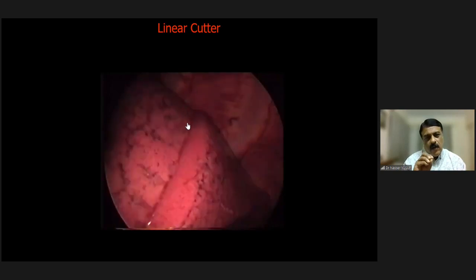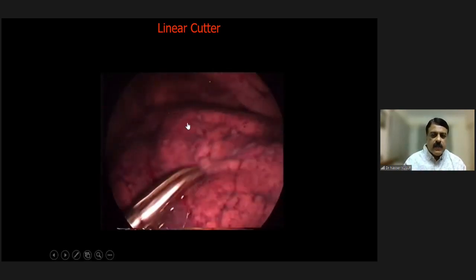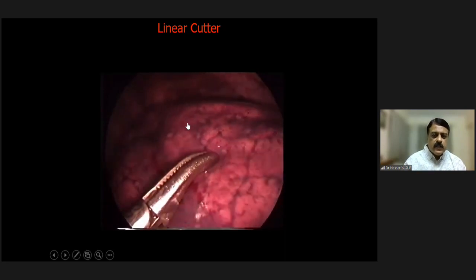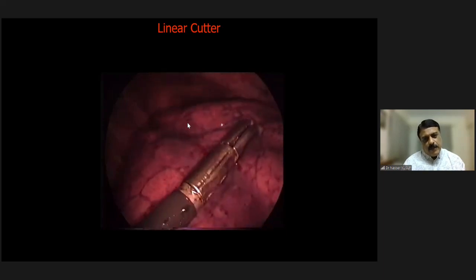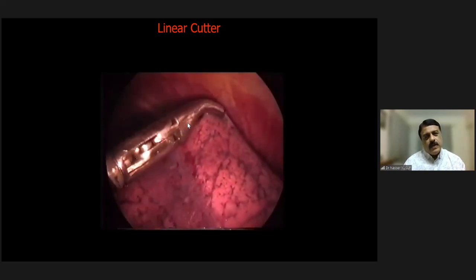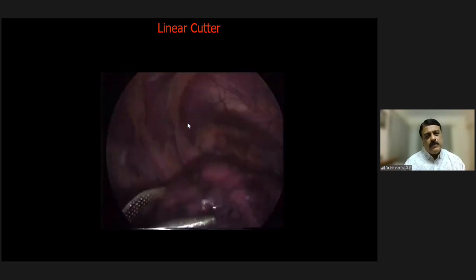The lung is normally very smooth. It's difficult to grasp. So it keeps slipping. I'm deliberately showing this to show that it is a slippery customer. Pick it up, then use a stapler, and you can take multiple biopsies all over in about 15 minutes.